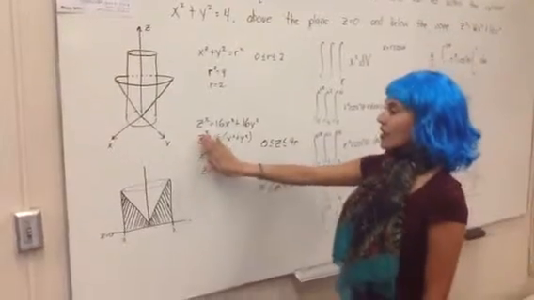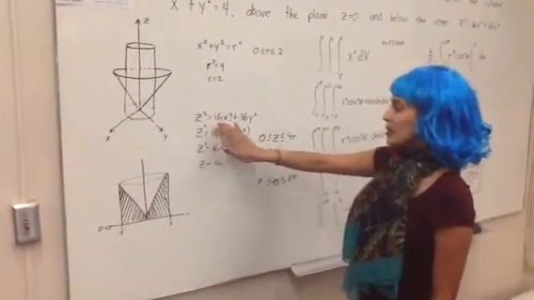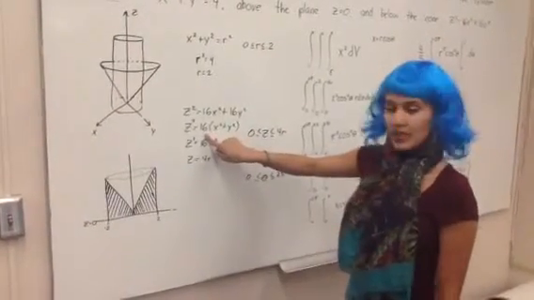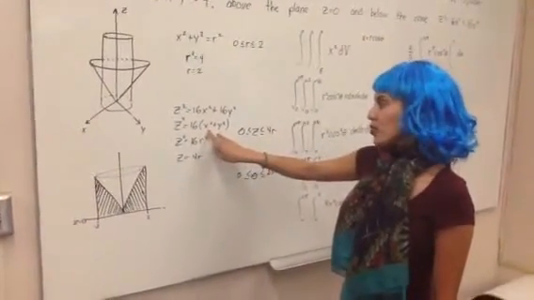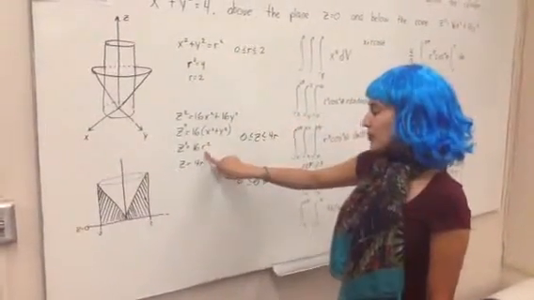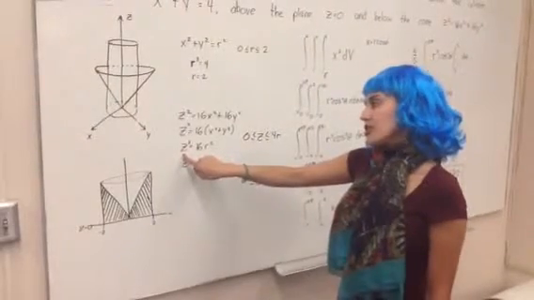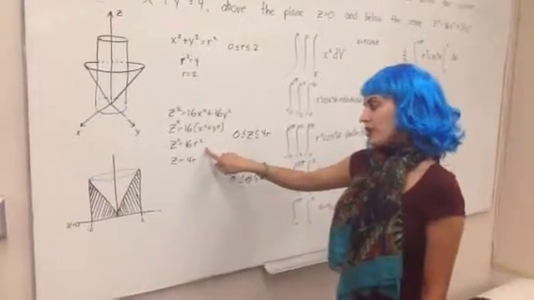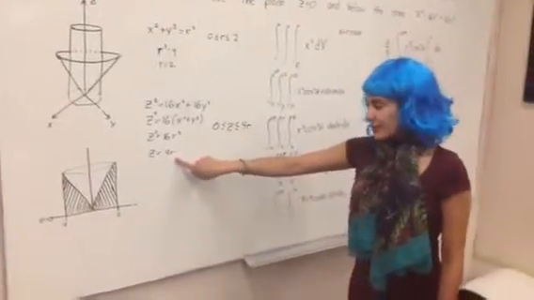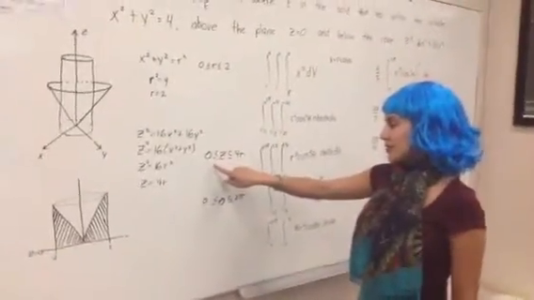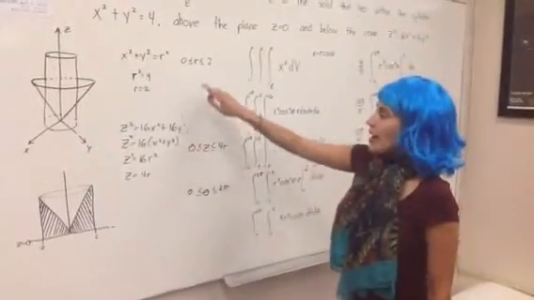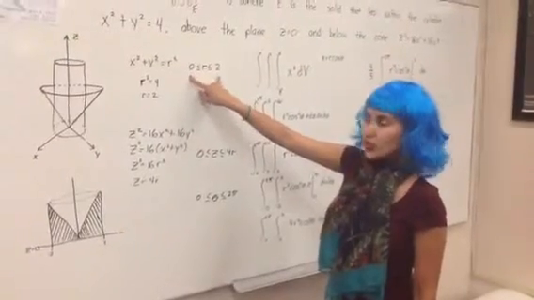We also know that z squared equals 16x squared plus 16y squared. We factor out the 16, we end up with x squared plus y squared, which we know is r squared. So we replace it, and we end up with z squared equals 16r squared, which gives us z equals 4r. This is our limit for z, from 0 to 4r, and our limit for r is from 0 to 2.